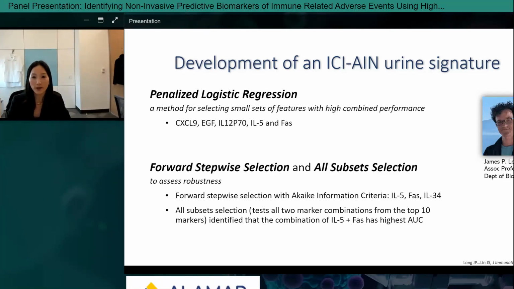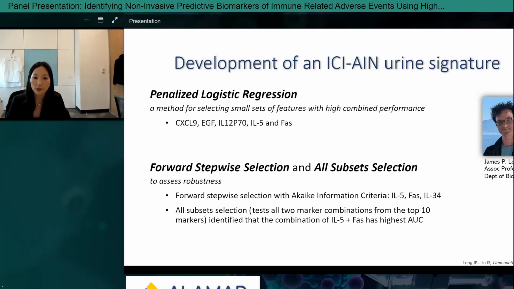So even with 10 key markers, that's still a lot for us to work with. So we enlisted the help of Dr. James P. Long, our biostatistician that's worked with us for several years now. And together we applied statistical and machine learning techniques to identify a specific marker or markers for an AIN signature.